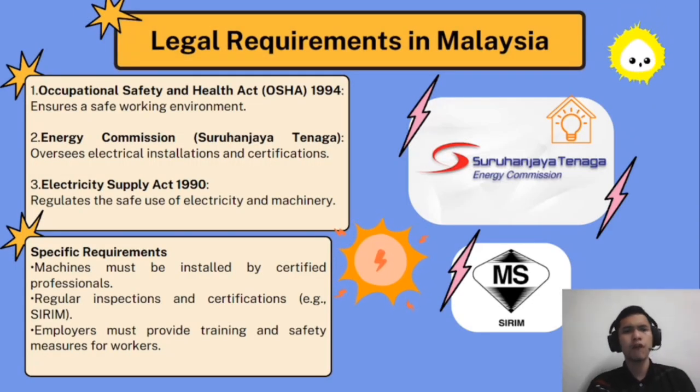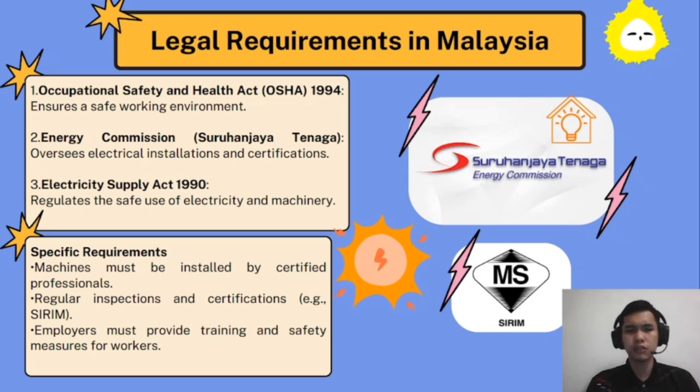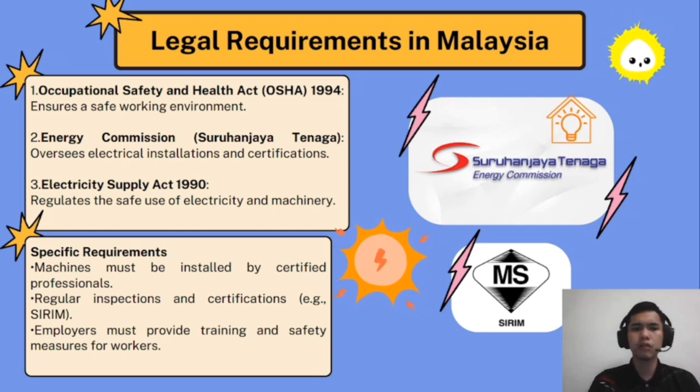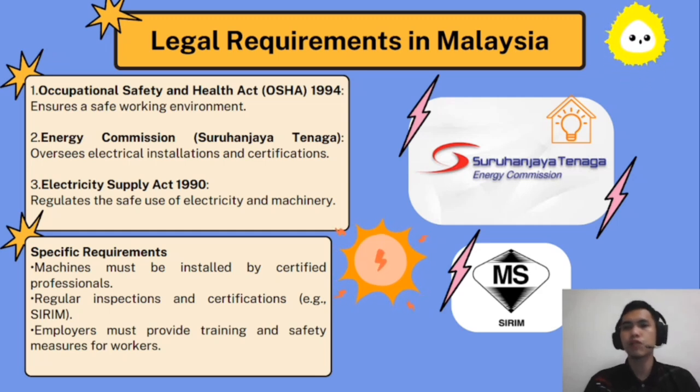Next, legal requirements in Malaysia. First, we have the Occupational Safety and Health Act, or we can call it OSHA, 1994, to ensure a safe working environment. Second, the Energy Commission or Suruhanjaya Tenaga oversees electrical installation and certification. And third is the Electricity Supply Act 1990, which regulates the safe use of electricity and machinery.